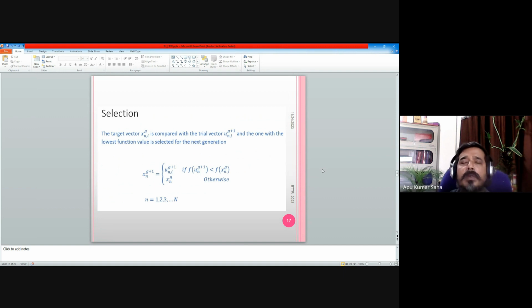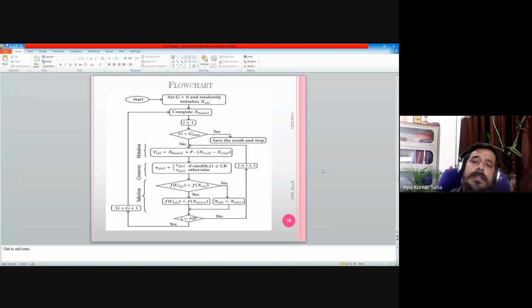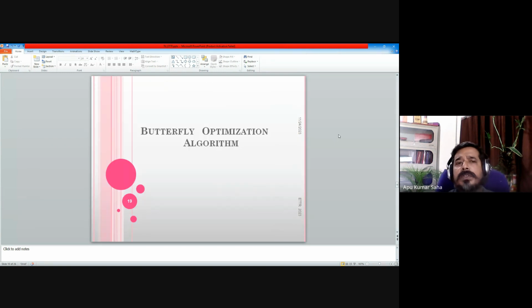And this procedure will be repeated, say up to 10,000 iterations. If you have less time, you can go for 1,000 iterations, stop after 1,000 iterations. So your code will automatically stop after 1,000 iterations. So this is the flowchart of the DE algorithm. Now you can tell me if you have any question on differential evolution. Then I am coming to the butterfly optimization algorithm. Anyone, please?